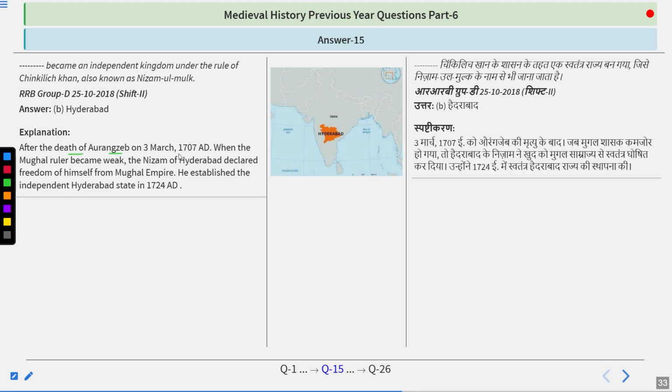So after the death of Aurangzeb on 3rd March 1707, when the Mughal rulers became weak, the Nizam of Hyderabad declared freedom of himself from Mughal Empire. He established the independent Hyderabad state in 1724 AD, and that is how the Nizams and Nawabs came into being. And the whole system of Mansabdari and Jagirdari was bifurcated from the Mughal Empire, and they all became independent, just giving an amount of annual pension to the Mughal king, and on the basis of that, they are ruling on their own. So that was the time after Aurangzeb's death, and that is how Mughal Empire declined.